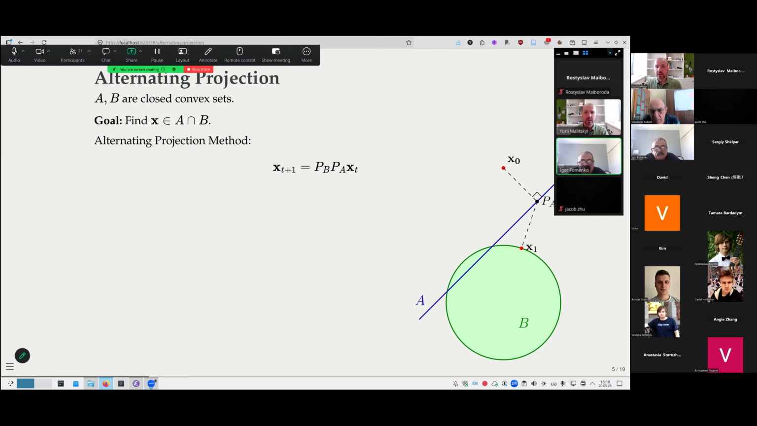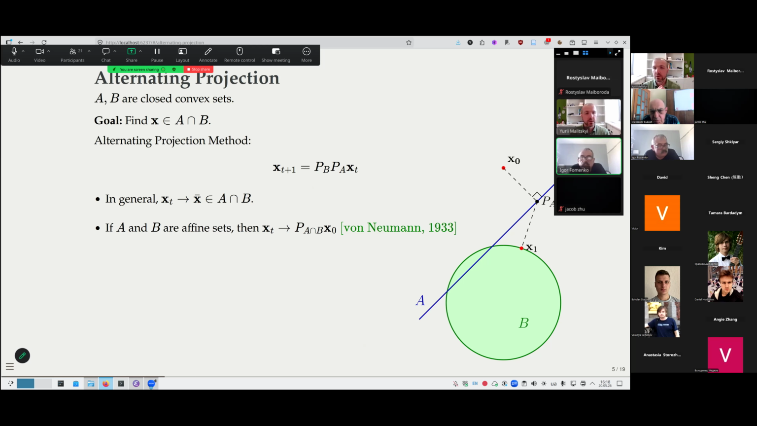Okay. So in general, we do converge to the intersection, but in a very specific case, we can say something more about this x bar point. It's not just an arbitrary point in the intersection, but a specific point. In particular, when A and B are linear or even affine sets, then we converge again not to an arbitrary point, but to the projection of the initial point onto this intersection.